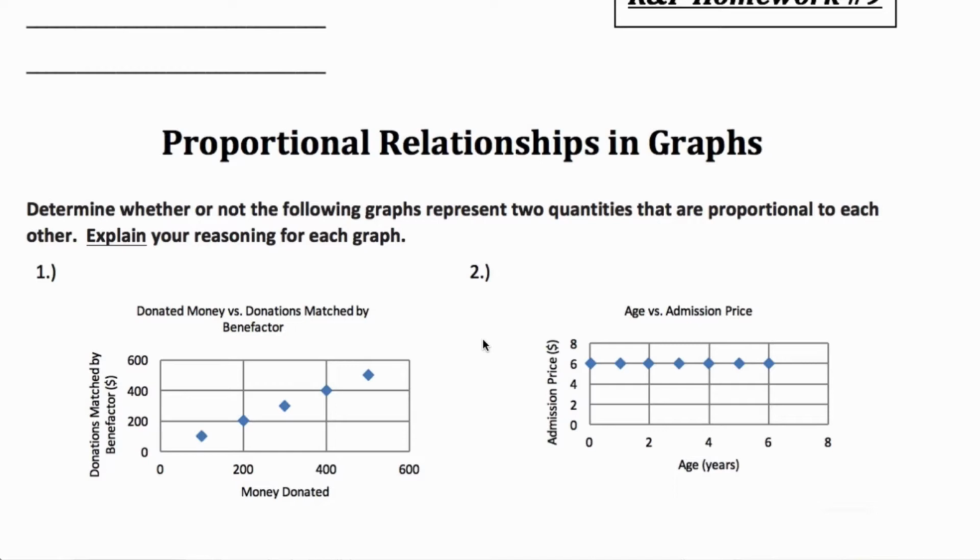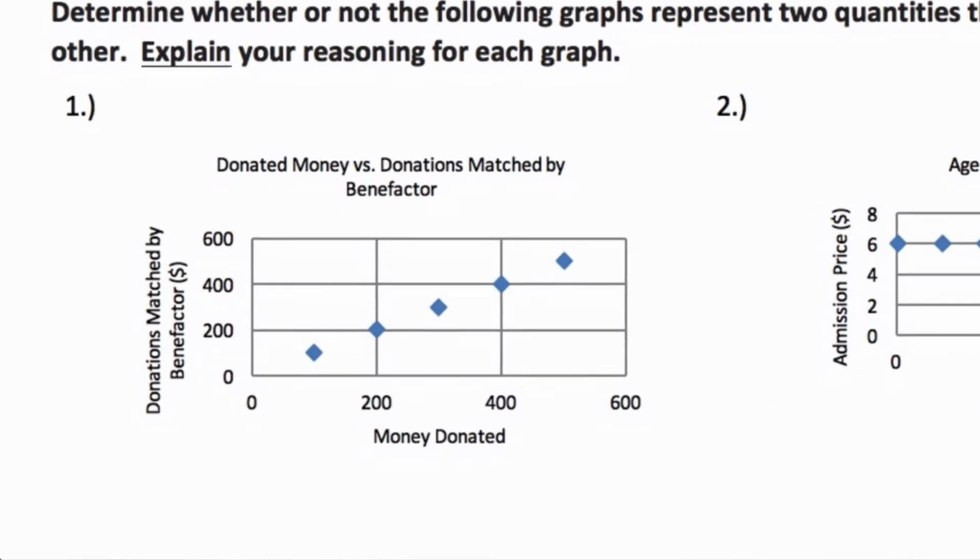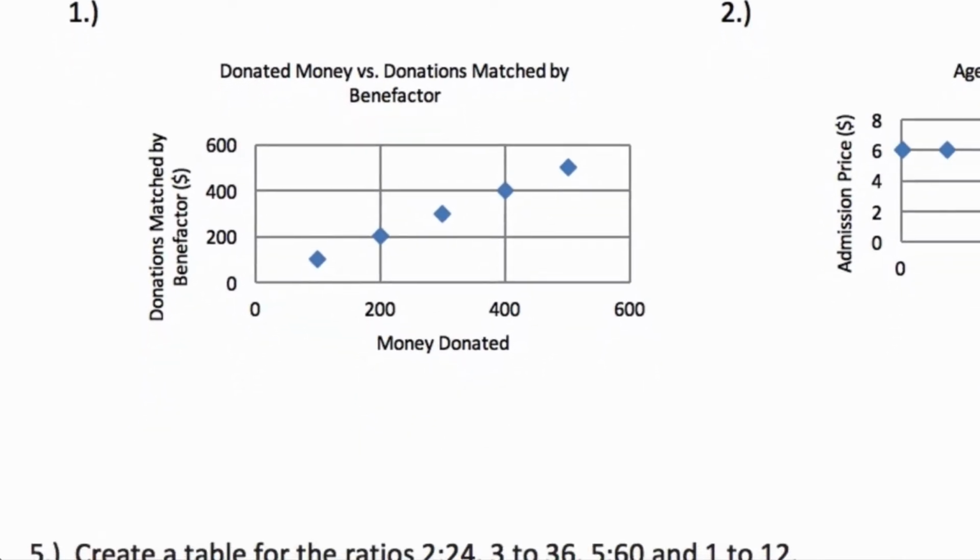So in these first few, we're going to try and determine whether or not the graphs represent two quantities that are proportional to each other. So let's take a look at the first graph. It's going to be this one right here, donated money versus donations matched by a benefactor. Now that might not make any sense right away, but we're just going to try and be clear about the idea that there are two things happening here. There's money donated, and then there's money matched, whatever those things mean. Donated and matched. And looking at the graph, you might say, okay, I get that it's a straight line.